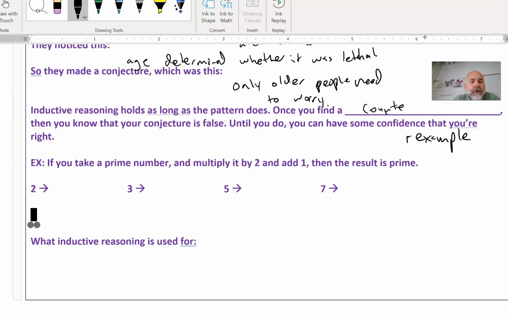So you take 2, double 2 is 4, plus 1 is 5. And that's prime. 3 times 2 plus 1, that's 7. Prime. 5 times 2 plus 1, 11. Prime. See how this works? Are you convinced? Because then you go to 7 times 2 plus 1, and you get 15, and it's not prime. No, didn't work out.